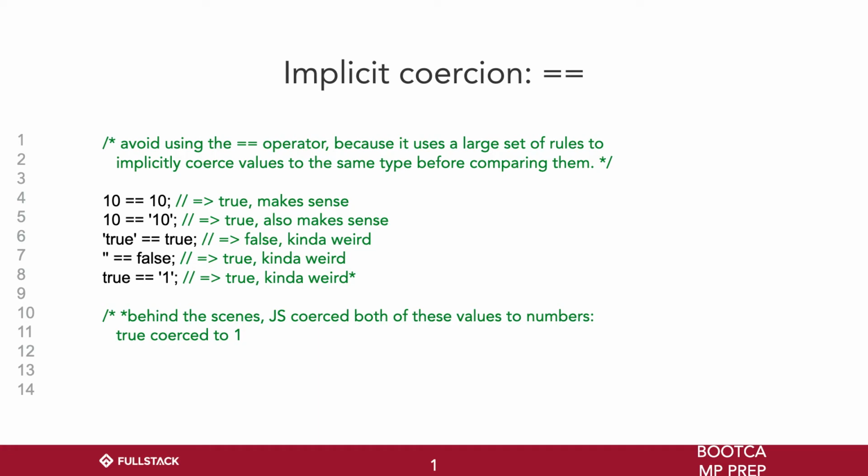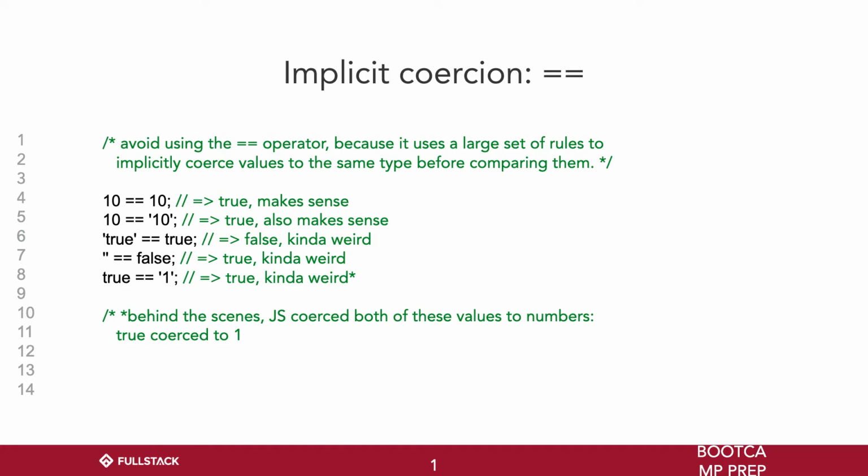10 double equals 10, true. Fine. 10 double equals string 10, true. That does make sense, but you can see how it's cheating a little bit. The string true is equal to the Boolean true, which is false. The empty string double equals false. That's true. True double equals the string 1, which is true.